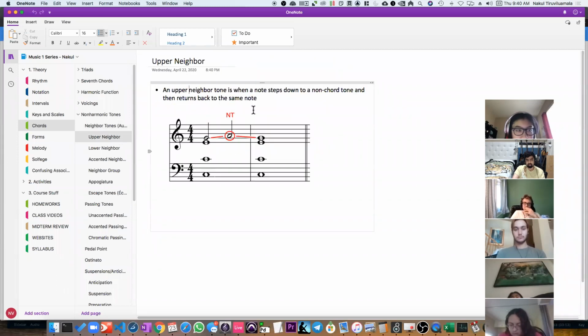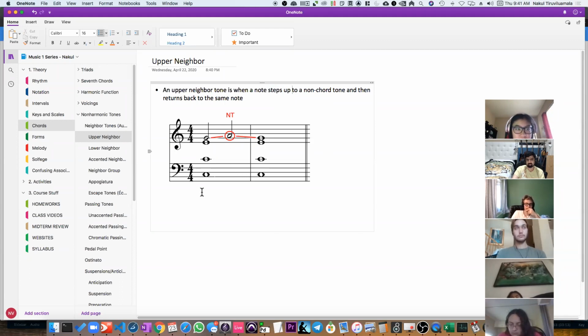So what we have here, these are my initials. No, these are my initials, but what we have here is a neighboring tone. And this is an upper neighbor tone because the note steps up to a non-chord tone and returns back to the same note. So that's an interesting device right there.